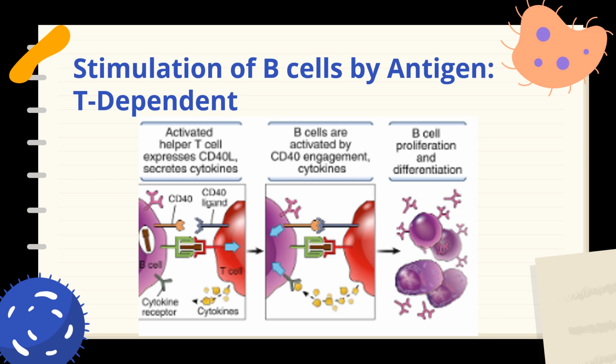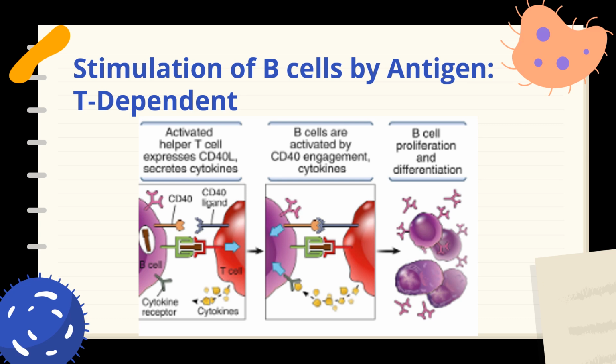Stimulation of B cells by antigen, T-dependent antigens. They're protein antigens that require interaction with CD4 helper T cells to fully activate B cells. Via BCRs, B cells will recognize and bind to an antigen. It will then be presented on MHC class II molecules to helper T cells. Activated CD4 plus T helper cells will then recognize these MHC II antigens and provide essential activation signals.